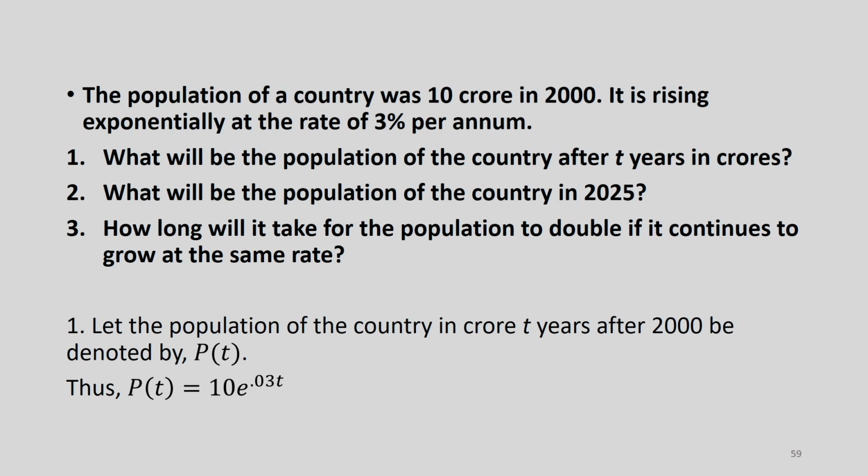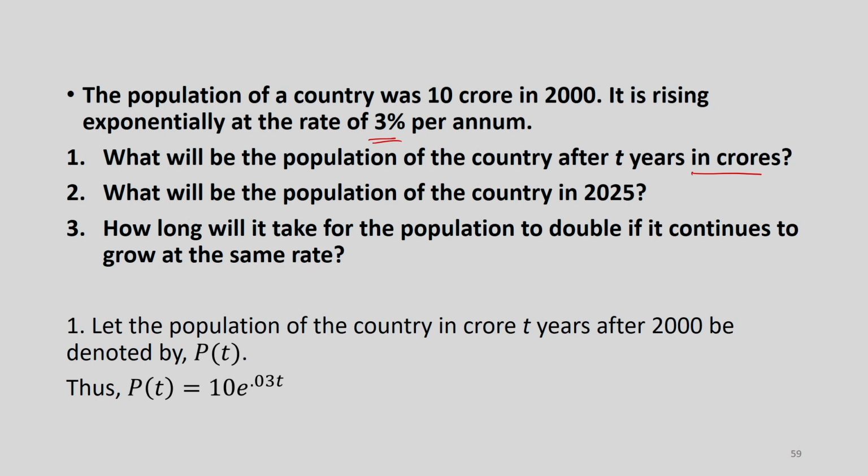Okay. Population of a country was 10 crore in the year 2000. It is rising exponentially at the rate of 3% per annum. What will be the population of the country after t years in crores? That is the first question. What will be the population of the country in the year 2025? How long will it take for the population to double if it continues to grow at the same rate? Same rate means 3% per annum.